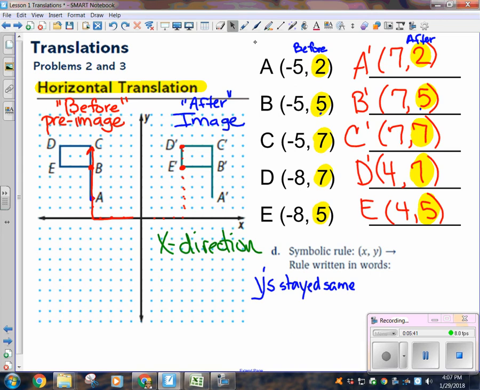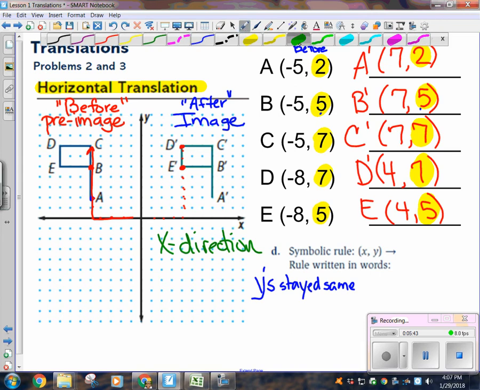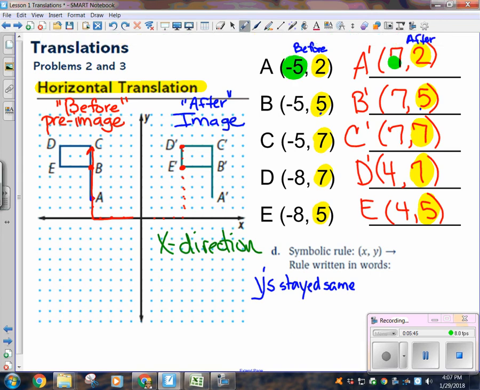They all changed. So when we start looking at x's, I have a negative 5. It changed to 7. Negative 5 also changed to 7. A negative 5 changed to 7. And a negative 8 changed to 4. All right? There is a reason why they changed. We're trying to find that pattern.